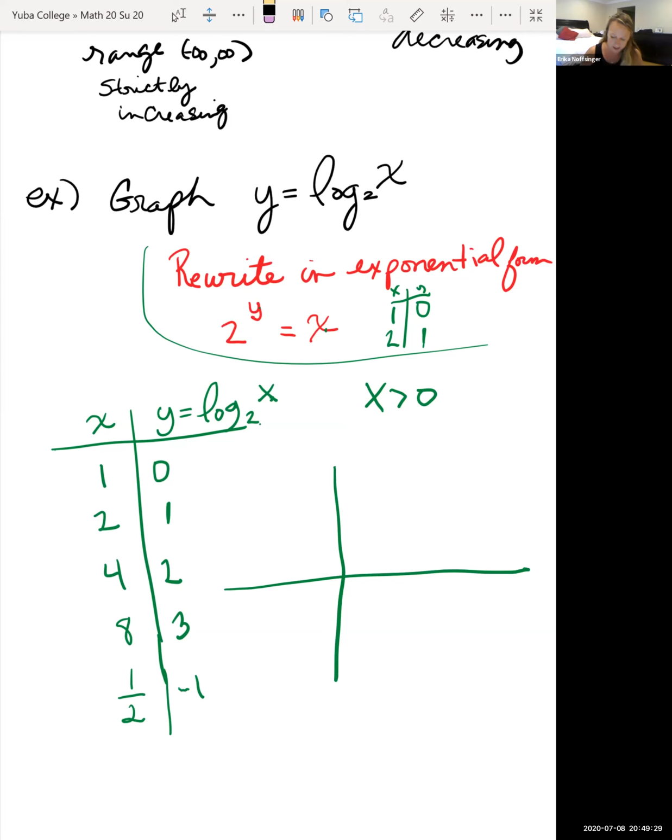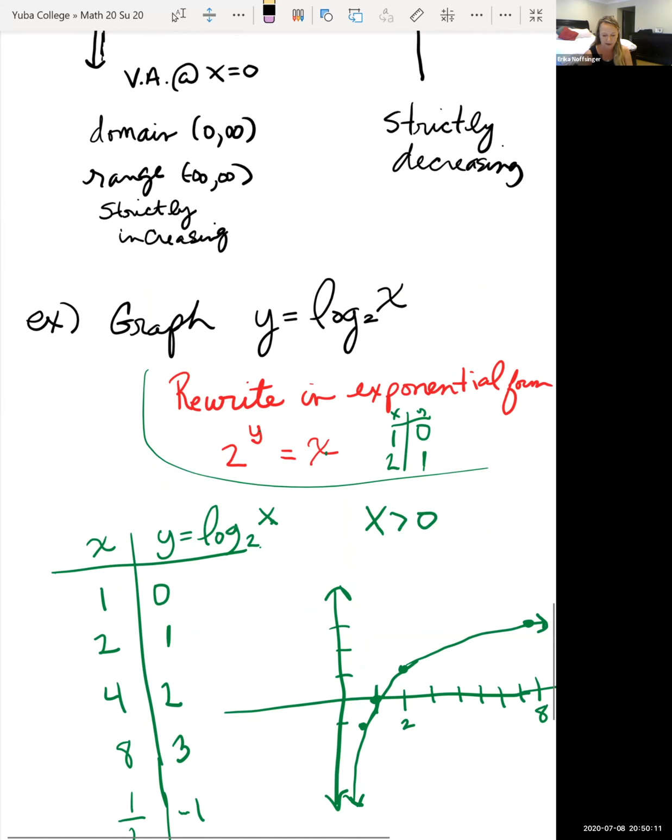And so if we plot our points, we have a point at 1, 0, which was one of the special points that I said we would get. We have a point at 2, 1. We have a point at 8, 3. We have a point at x is 1/2, y is -1. And so if we draw this connecting our points, we get that general shape I had said we were going to get above if our base was bigger than 1.